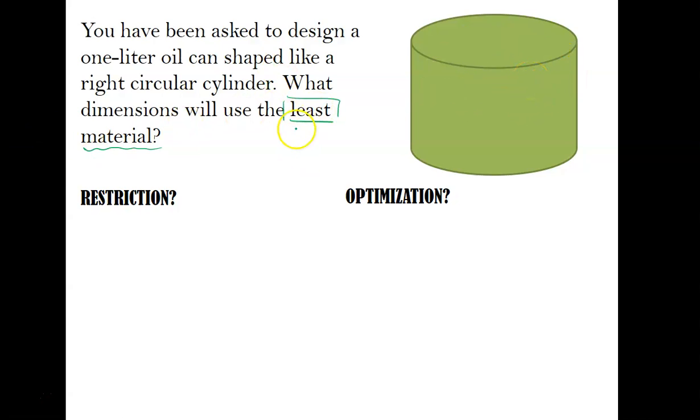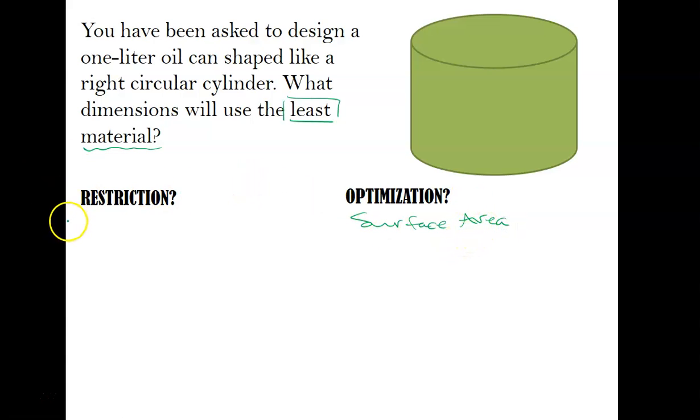Based on the height and the circumference of this can, it'll use a different amount of material. A very tall, thin can is going to use a different amount of material than a very short, fat can. And we want calculus to help us figure out what that is. So the thing that I'm optimizing here is going to be surface area. So we'll have to write an equation for the surface area of that cylinder.